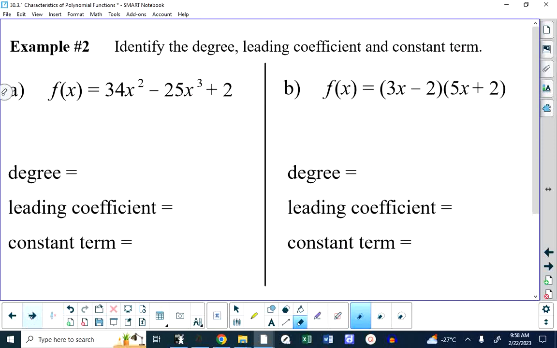All right, so let's take a look at an example now. Identify the degree, leading coefficient, and constant term. So take a second and write out the degree, leading coefficient, and constant term for example 2a. There's a little bit of a twist to it.